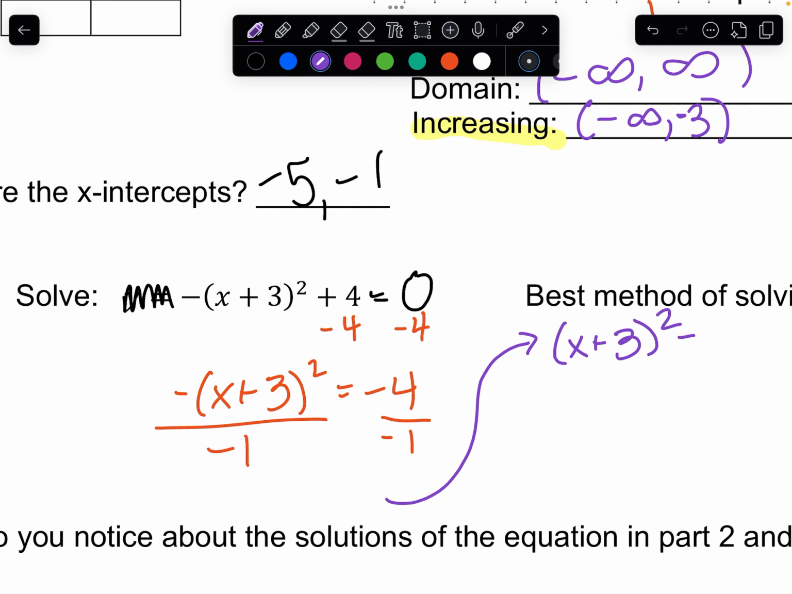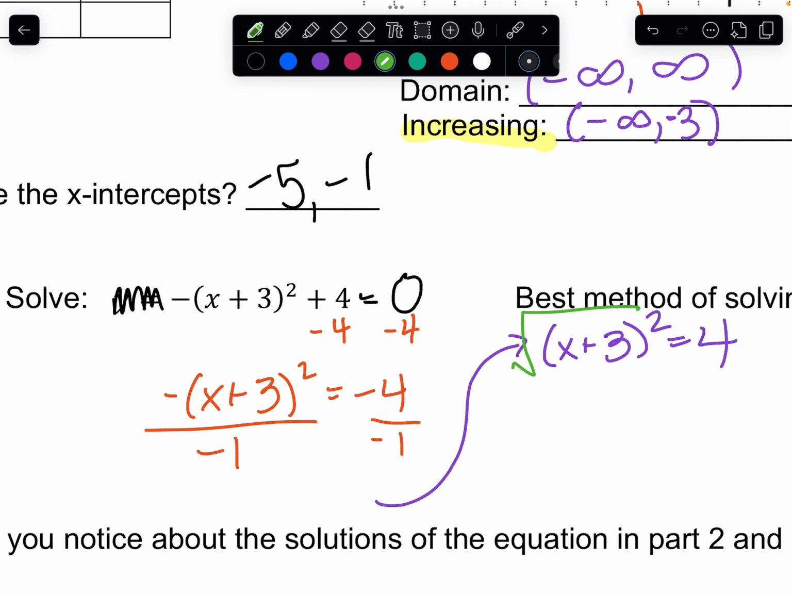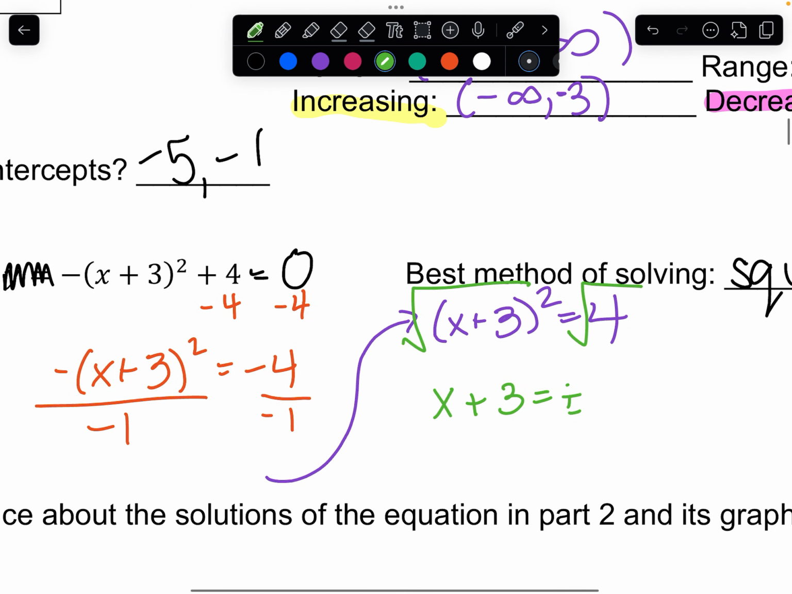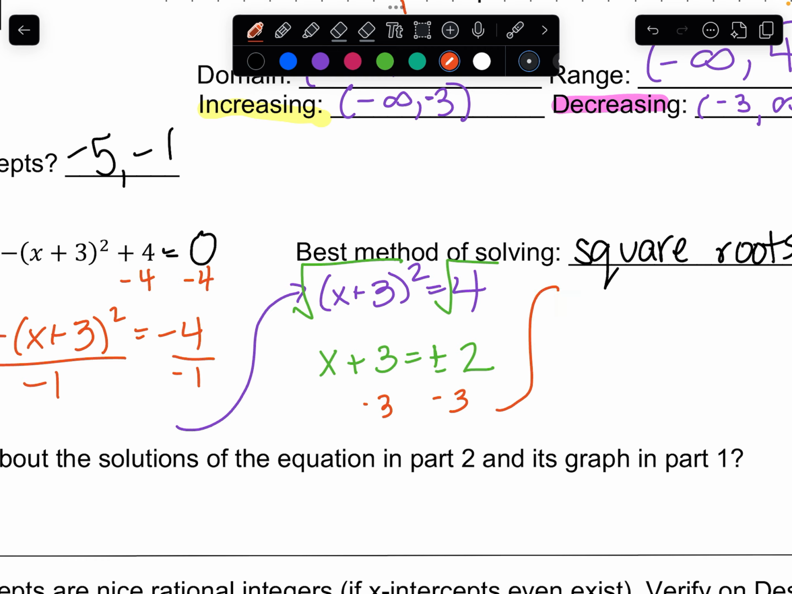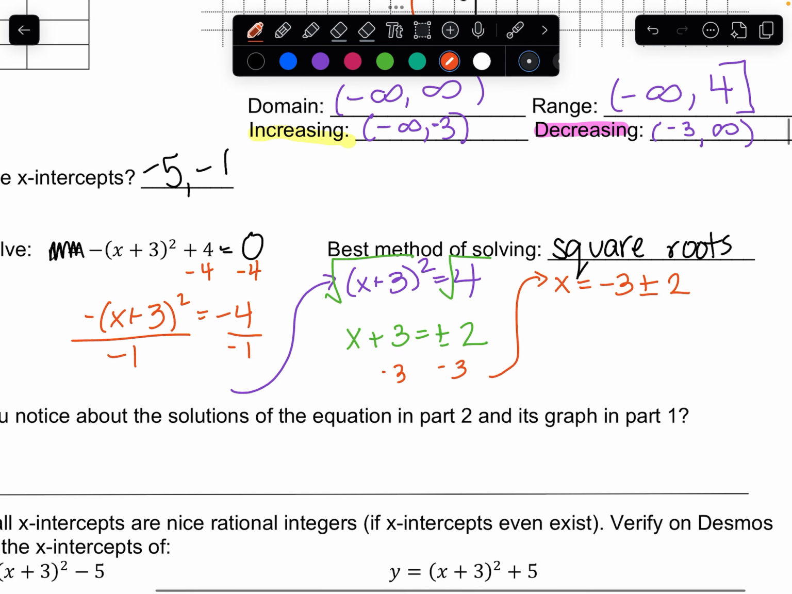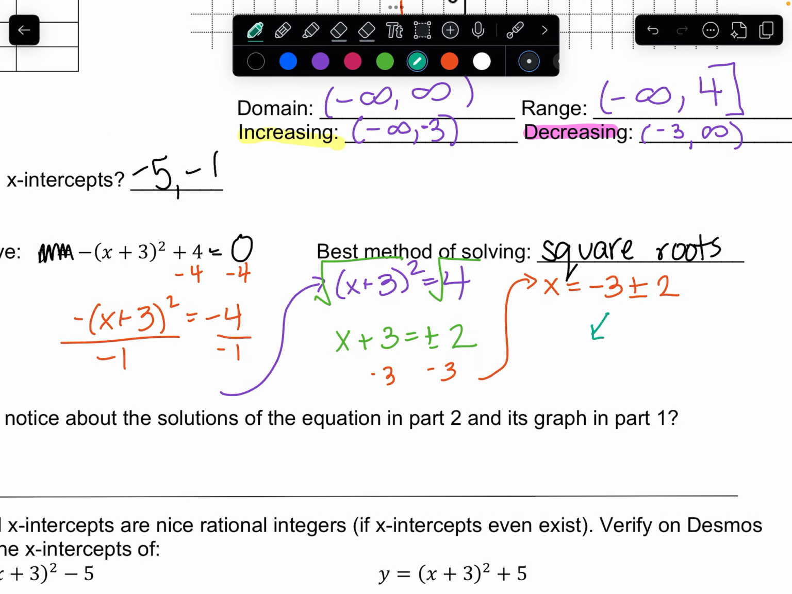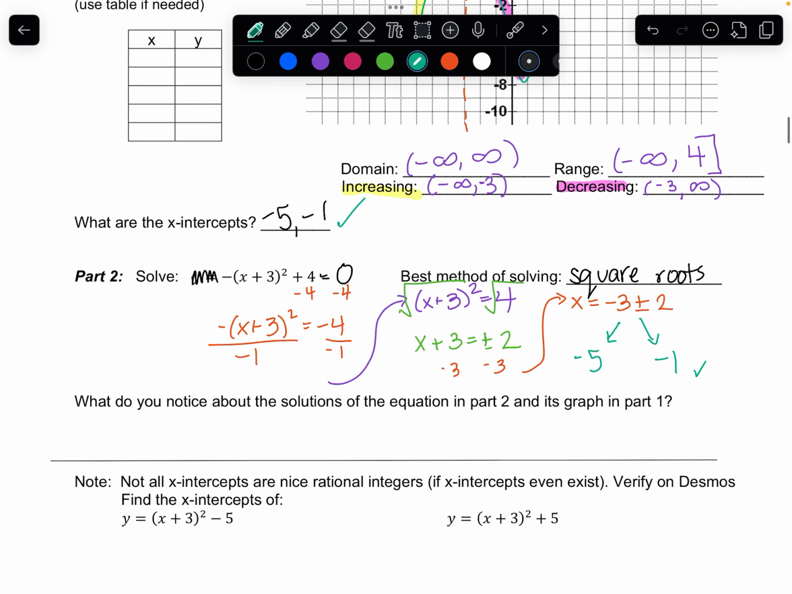So we get x plus 3 squared equals 4, and then we square root both sides. Now, when we square root a number, we get that plus minus, and the square root of 4 is 2, so the square root goes away. And so when we subtract 3, we get x equals -3 plus or minus 2, which will give us -3 minus 2, which is -5, and -3 plus 2, which is -1. Look at that. So, again, solutions are the x-intercepts.